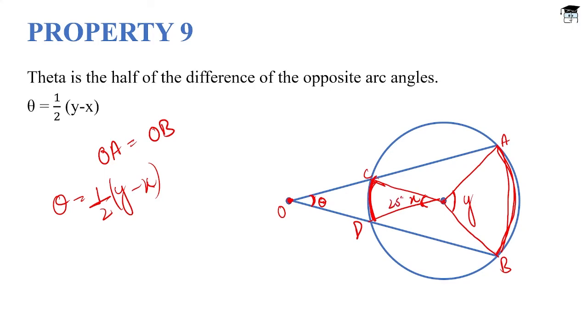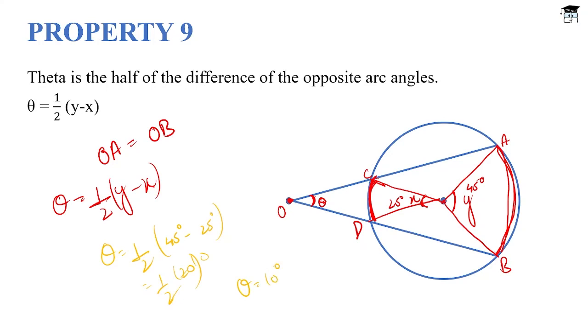You'll be getting questions like, if the value of x is, let's say, 25 degrees and y is 45 degrees, calculate the value of theta. What will be the value of theta? Theta is equal to half of y, which is 45 degrees, minus x, which is 25 degrees. So it would be half of 45 minus 25, which is 20, so this would be 10. So the value of theta is 10 degrees.